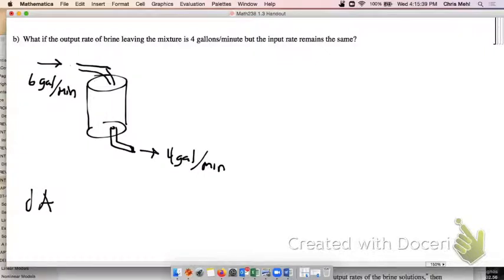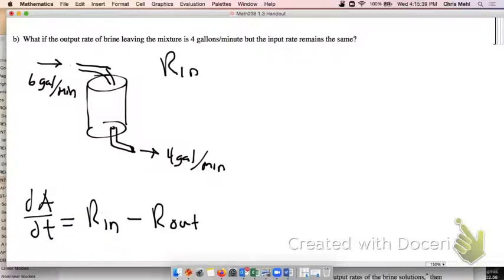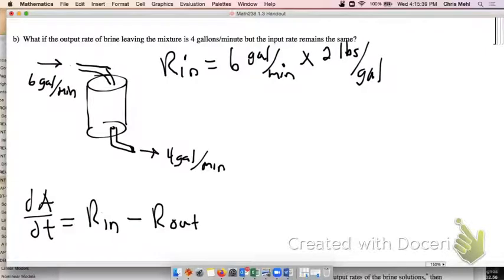Let's see, dA/dt. We know that's, again, the rate of inflow of salt minus the rate of outflow of salt. Now, R in is not really going to change here. There's still 6 gallons per minute coming in, and that solution still contains 2 pounds per gallon. So that tells me this is still 12 pounds per minute.